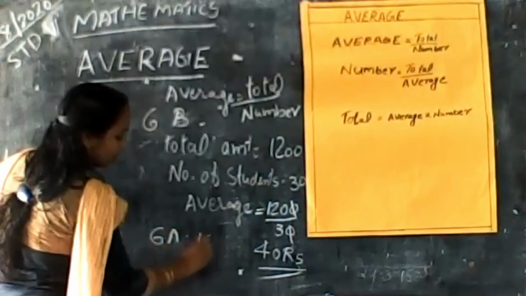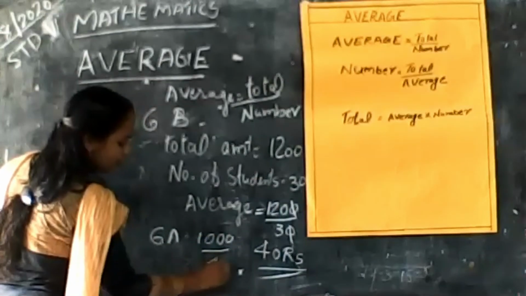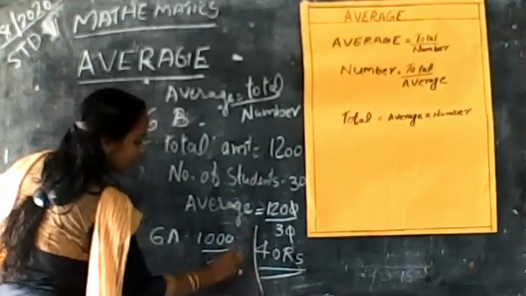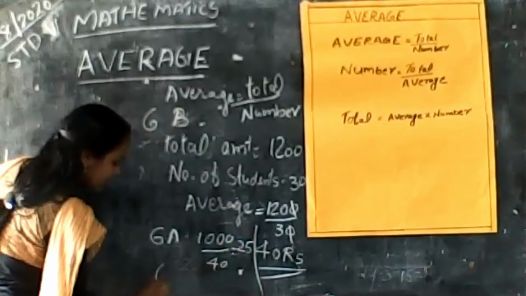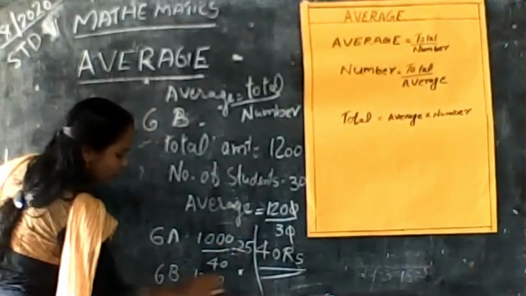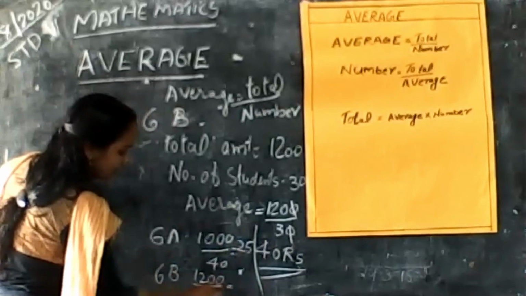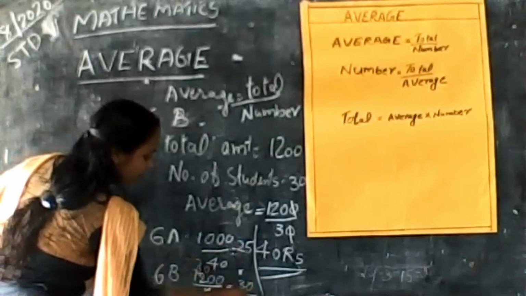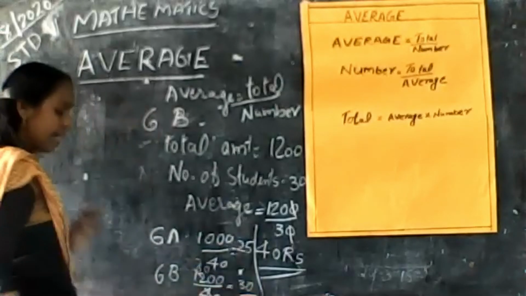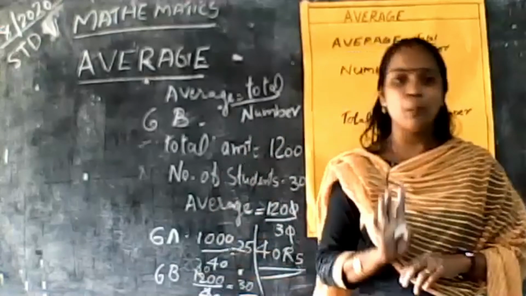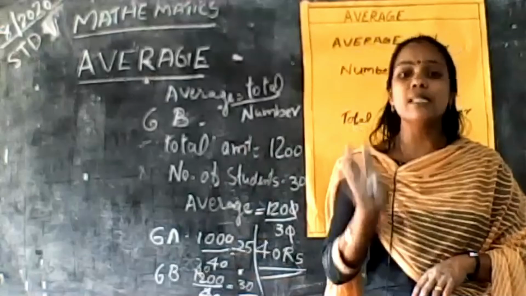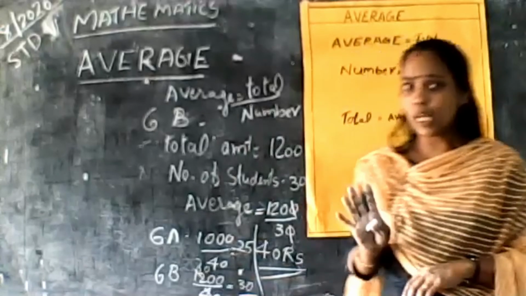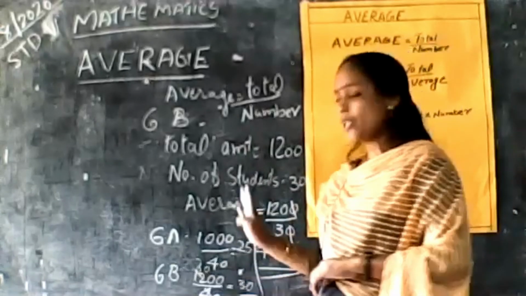6A, 1,000 rupees, 40 students, 25. Next one, 6th B, 1,200 rupees, 40 students. That class also has 40 students. How many rupees did you get? 30 rupees. In this case, the amount is different. 6th A, how many rupees got? 1,000 rupees. In the case of 6th B, 1,200 rupees is given. The students' number is same. In these two cases, number of students is 40.